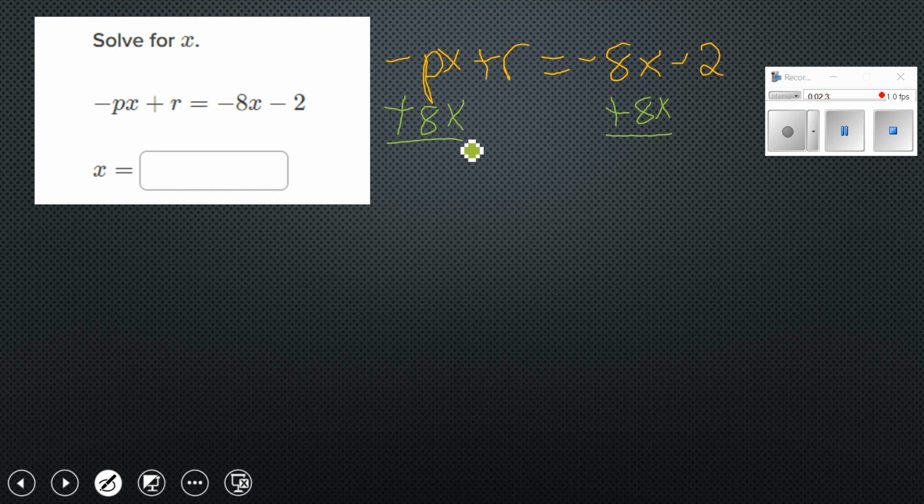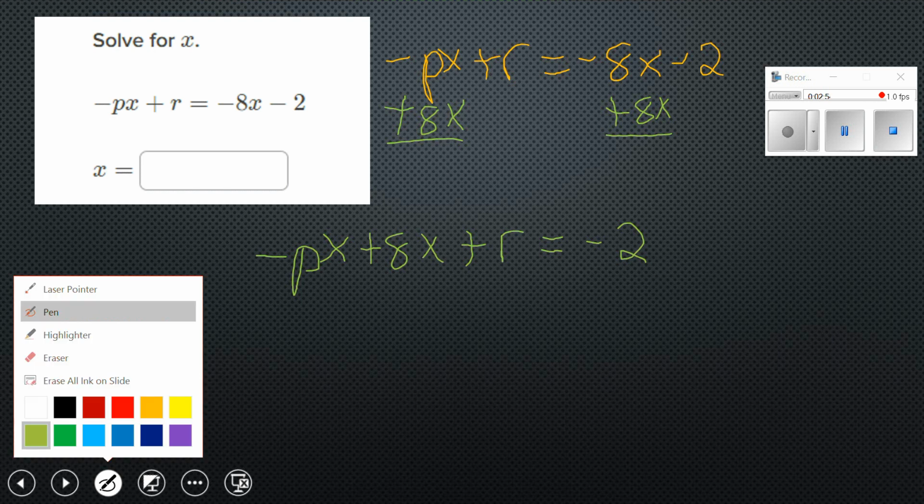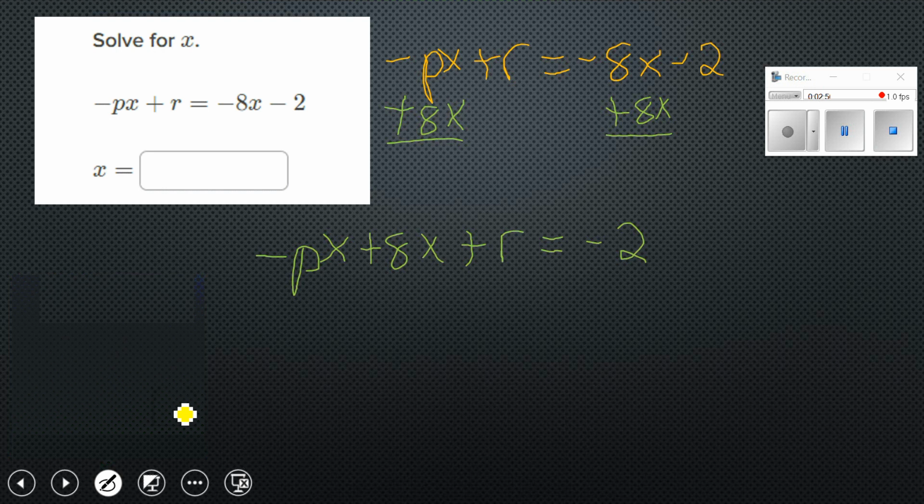Even though that has a variable next to the x, we can kind of put those together. All right, so let's rewrite this now. So on the left side, we have negative px plus 8x. And we still have a plus r sitting there. And then on the right side, we have a negative 2. Okay, so we're getting closer. We have our x's on the left side altogether. Now notice we can't add those two terms together. So what we need to do is think about at least getting the two x's by themselves. So let's see if we can do that.